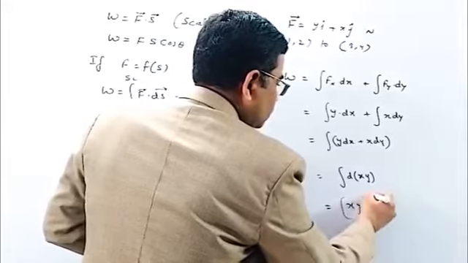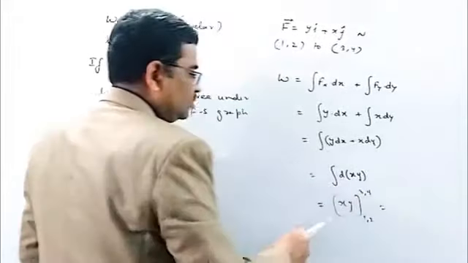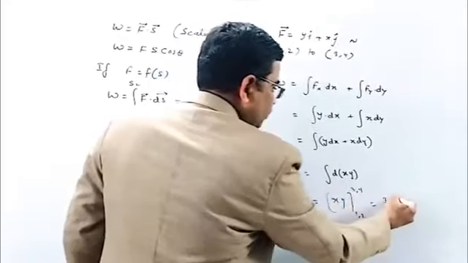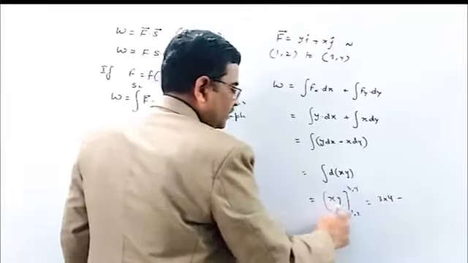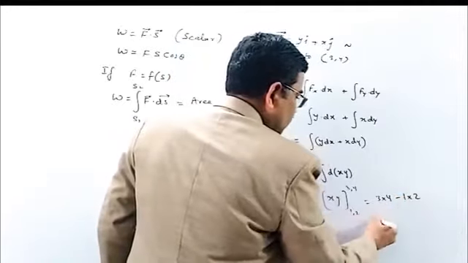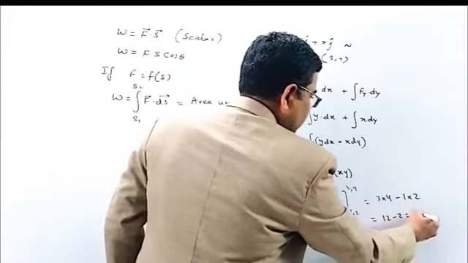So (1, 2) to (3, 4). So this becomes in place of x put 3, in place of y put 4, in place of x put 1, and then in place of y put 2. So this becomes 12 minus 2, that is 10 joule.